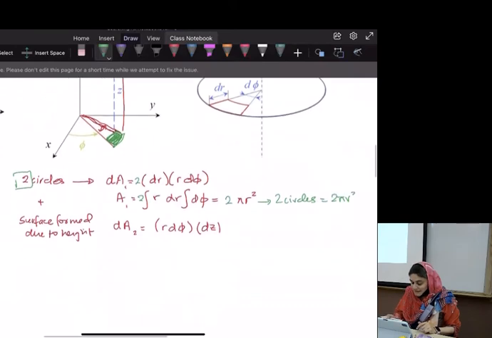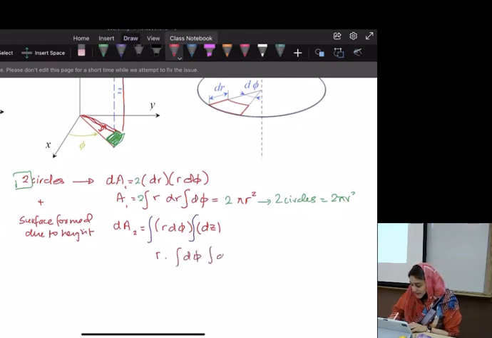Now, for the second case, it'll be dA2 equals R d phi dz. It's still sweeping, but it's not moving outwards. It's only moving upwards. So what will be the limits of integration in this case? R is constant, nothing will change. It'll be d phi and dz. dz will be limit 0 to h, d phi is always 0 to 2 pi, and we will have 2 pi r h.